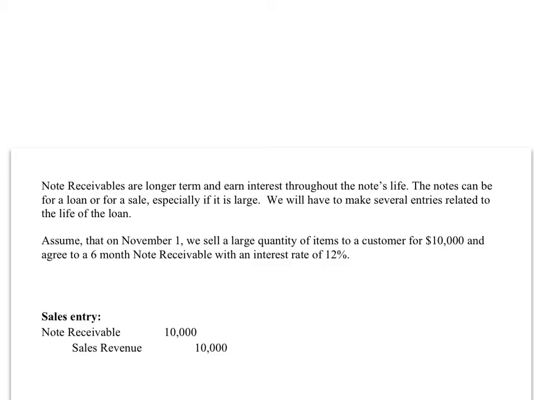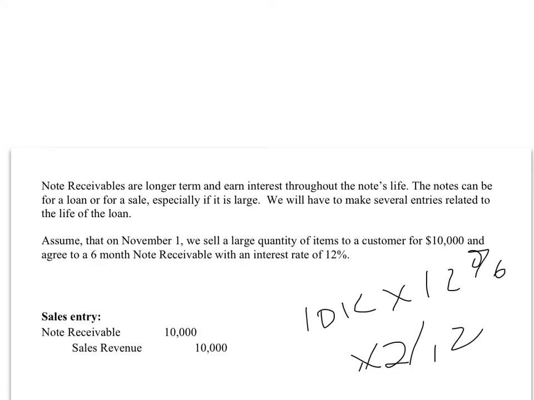Since this note was issued on November 1st and it's going to be 6 months, December 31st is going to happen in between there, so we're going to need to create an adjusting entry related to this. Okay? And let's think, how much interest will we earn this year? Well, we have 10 grand, we have 12%, and we have 2 of the 12 months, right?